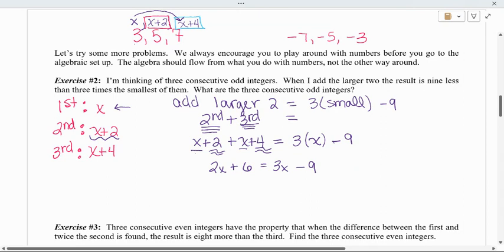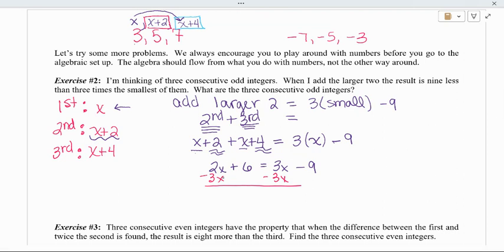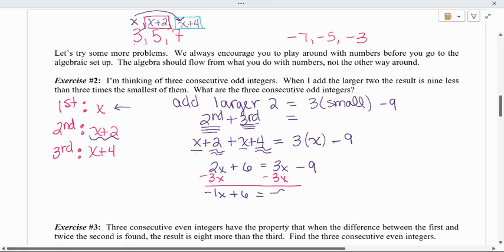We need to get all the x's on one side and all the constants on the other. So what do you want to move? Do you want to subtract 2x from both sides or subtract 3x? Sure. Let's subtract 3x from both sides. So when I subtract 3x from both sides, 2 minus 3 is -1. So I have -1x plus 6 equals -9. What do you want to do next?